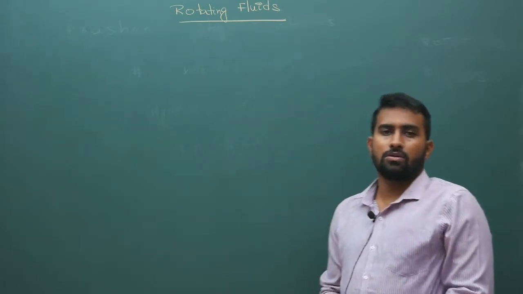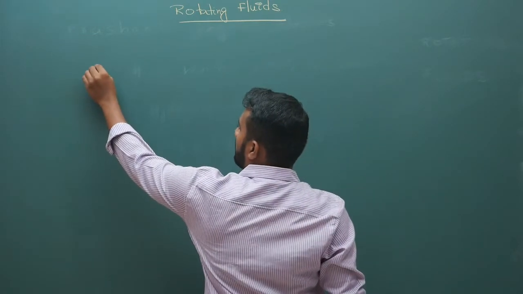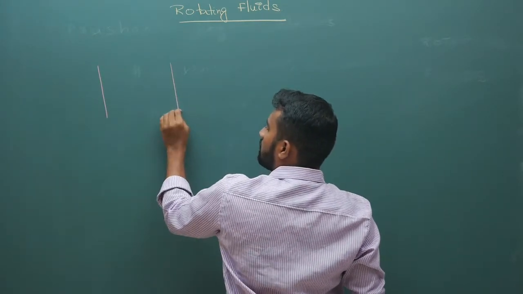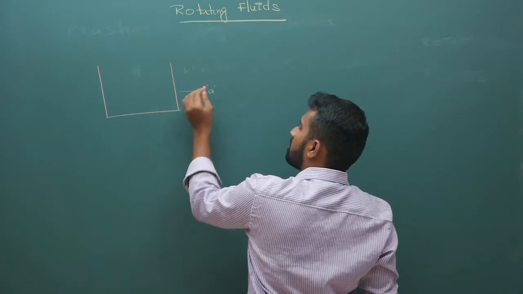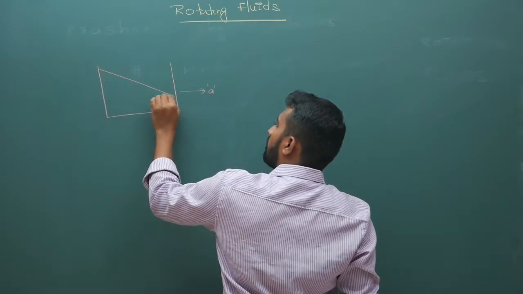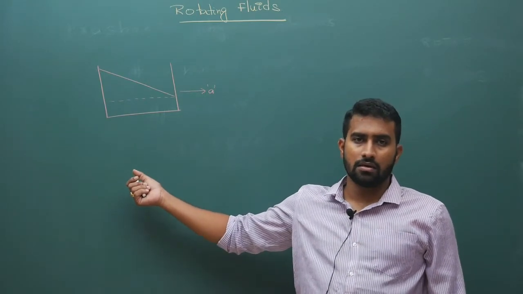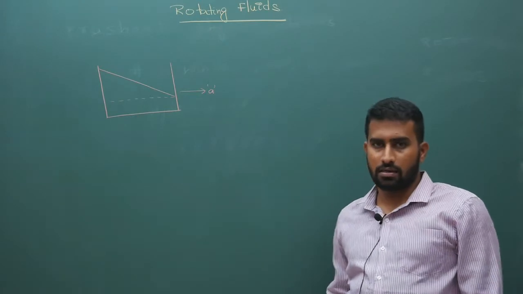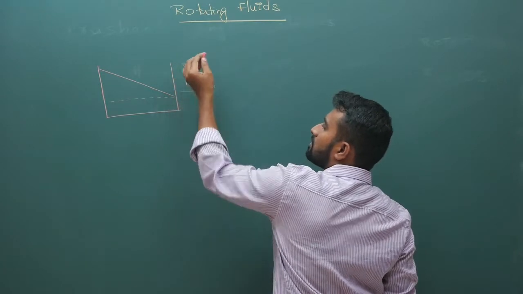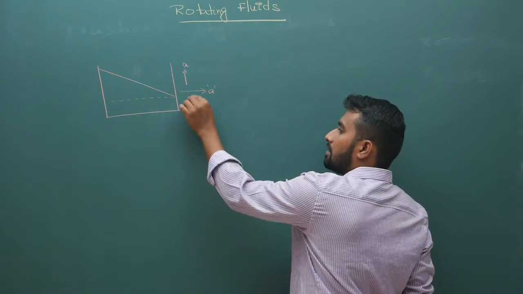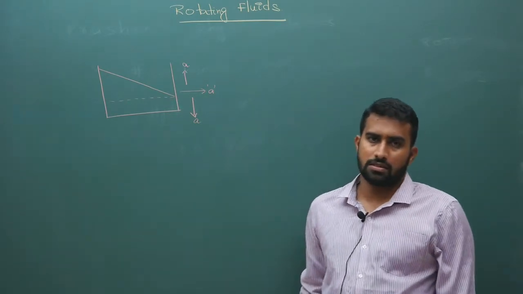Previously, with accelerating fluids, if you have a container and you accelerate this container with some acceleration A, the fluid gets slanted in the container, but the fluid is at rest with respect to the container. In one case the fluid is accelerating upwards, in another case downwards. This is what we have seen in the previous lectures.